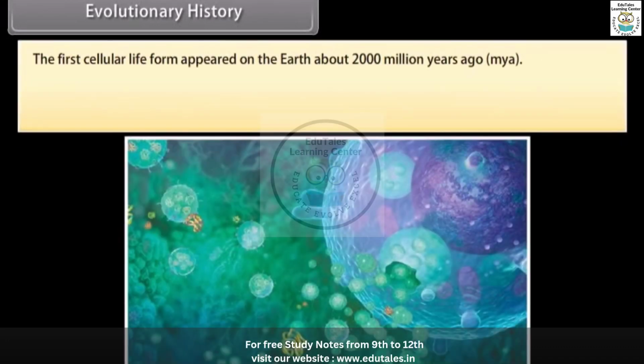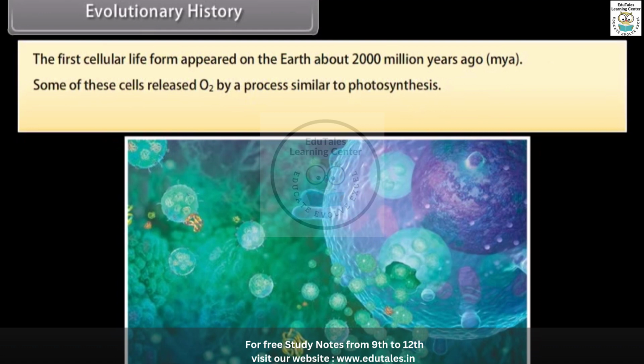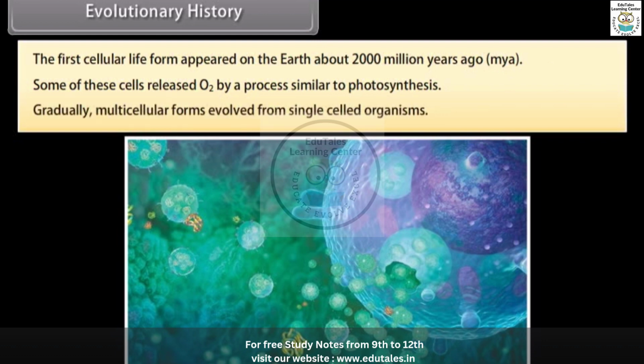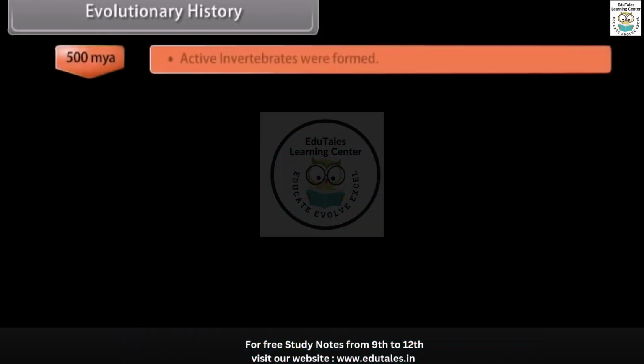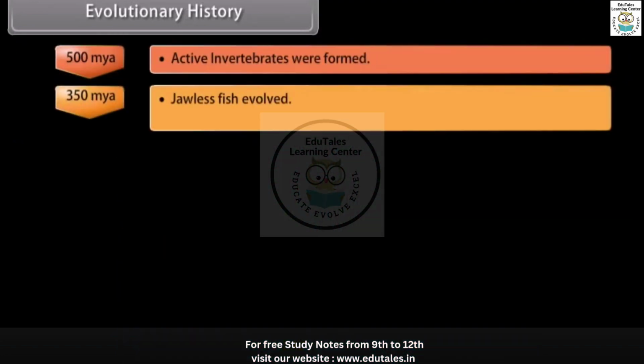Evolutionary history. The first cellular life form appeared on the Earth about 2000 million years ago, MYA. Some of these cells released oxygen by a process similar to photosynthesis. Gradually, multicellular forms evolved from single-celled organisms. Further, evolution can be traced as follows.